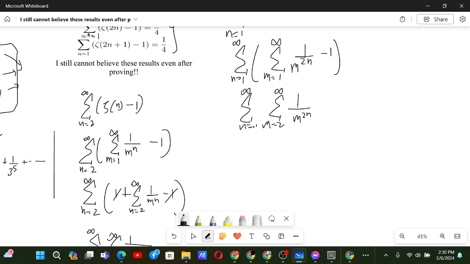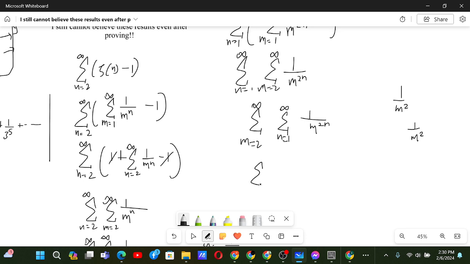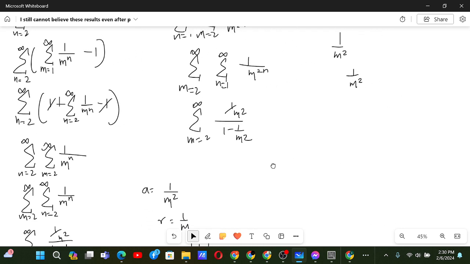Now we can interchange them. So we have the sum from m equals 2 to infinity, sum from n equals 1 to infinity of 1 by m to the power 2n. Now this is a geometric series with first term 1 by m square and the ratio also 1 by m square. So we have the sum from m equals 2 to infinity, and this is just 1 by m square over 1 minus 1 by m square, a by 1 minus r.